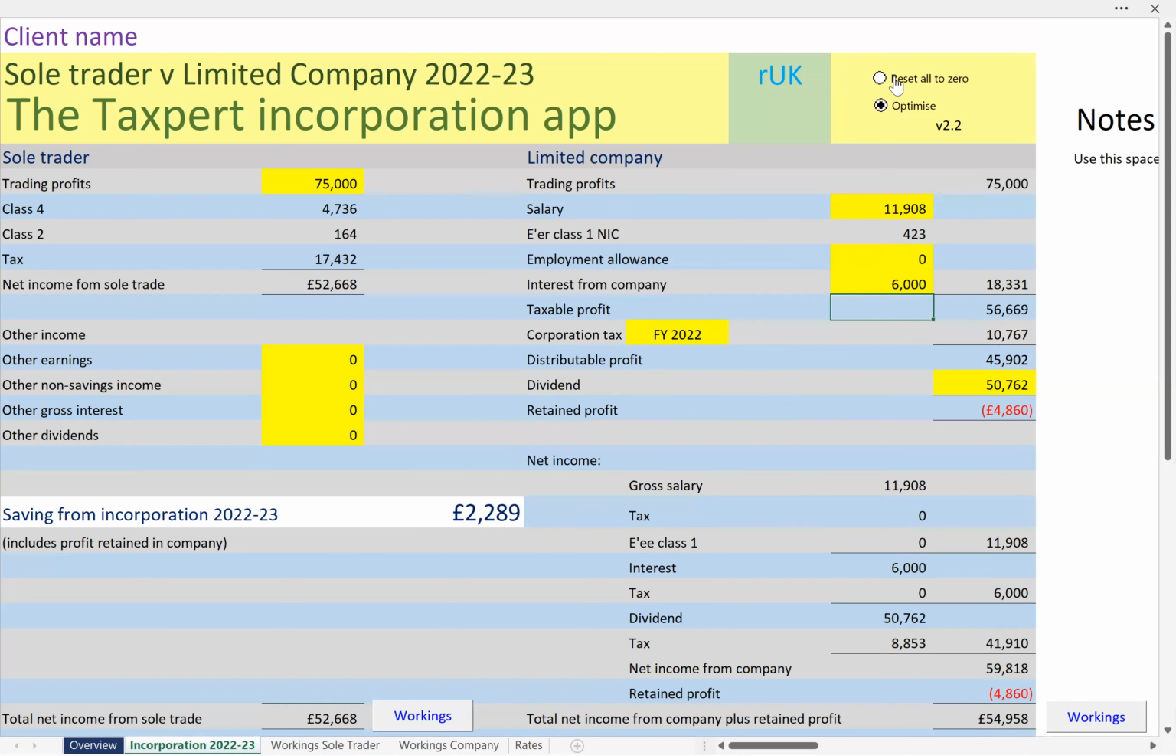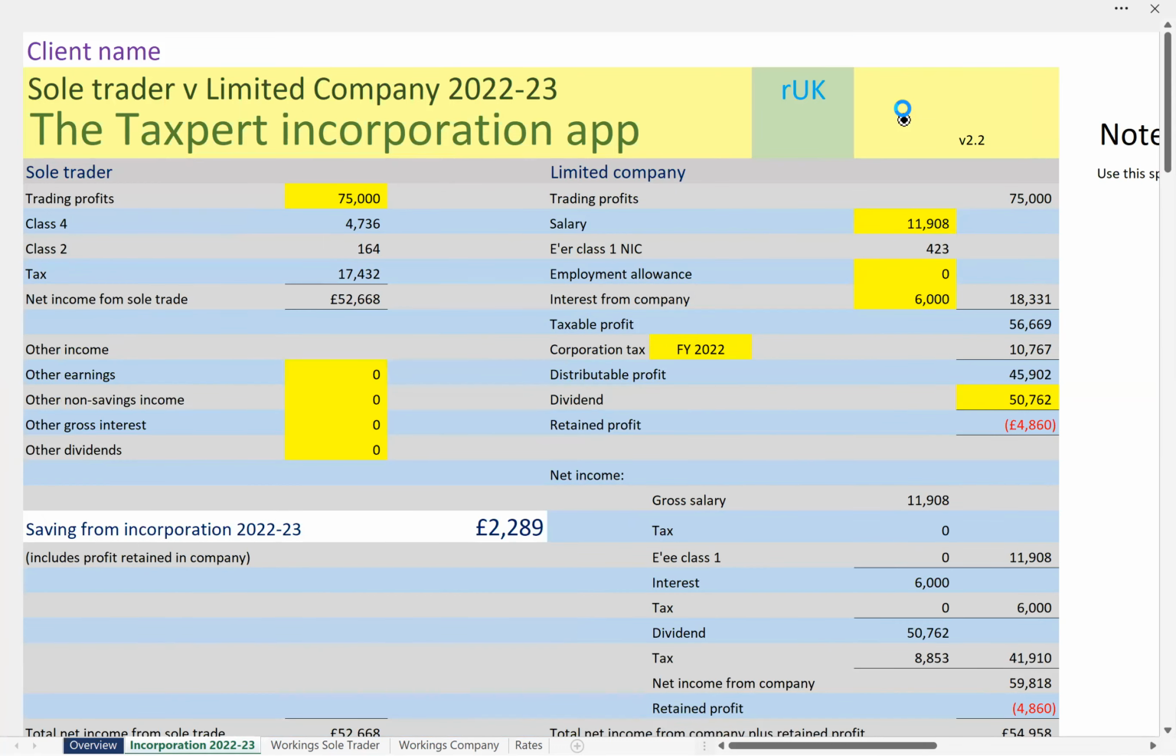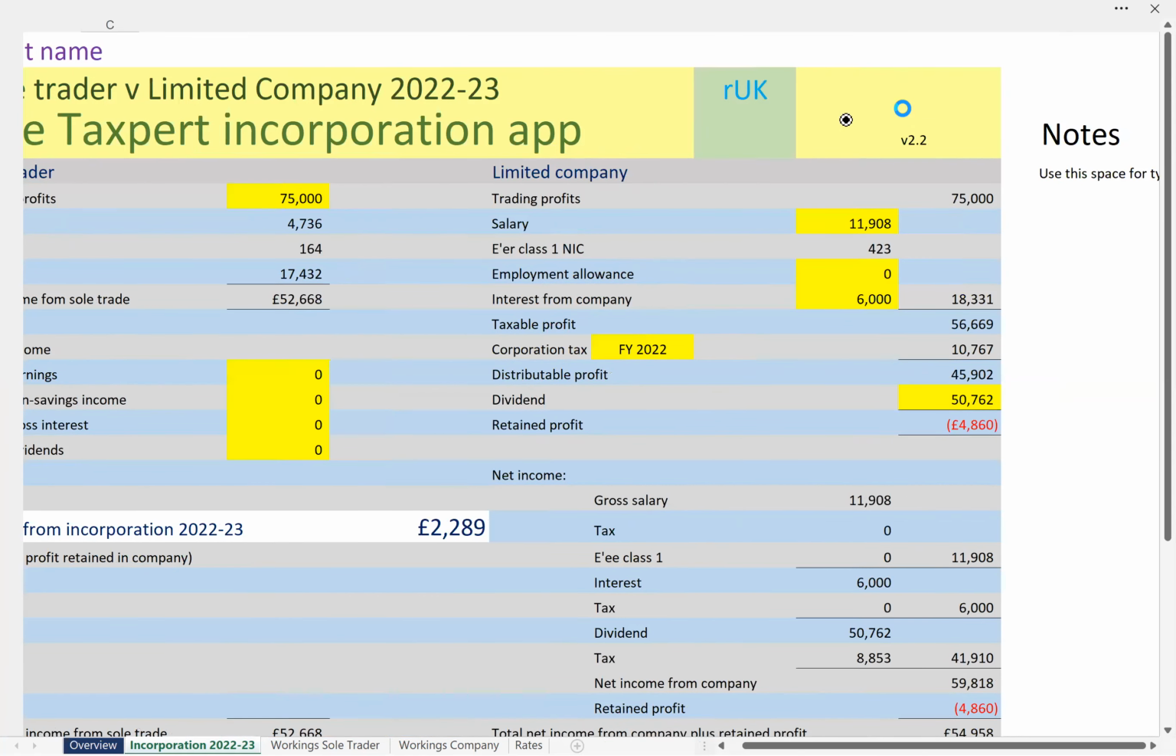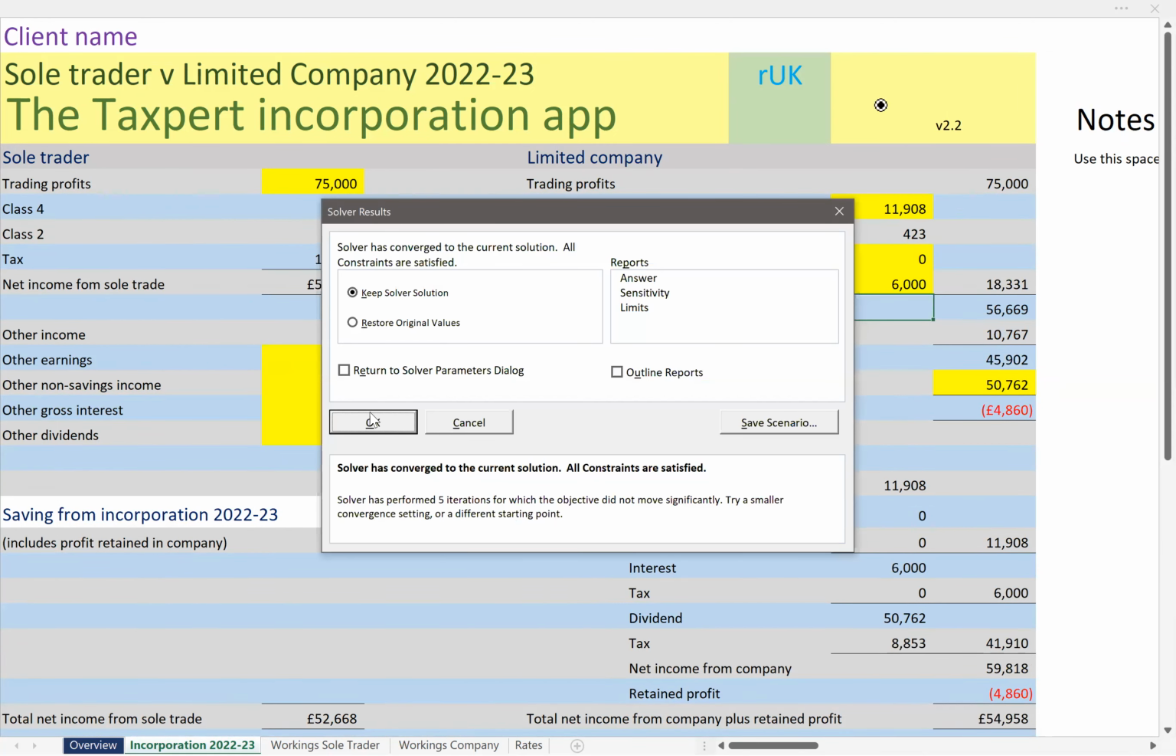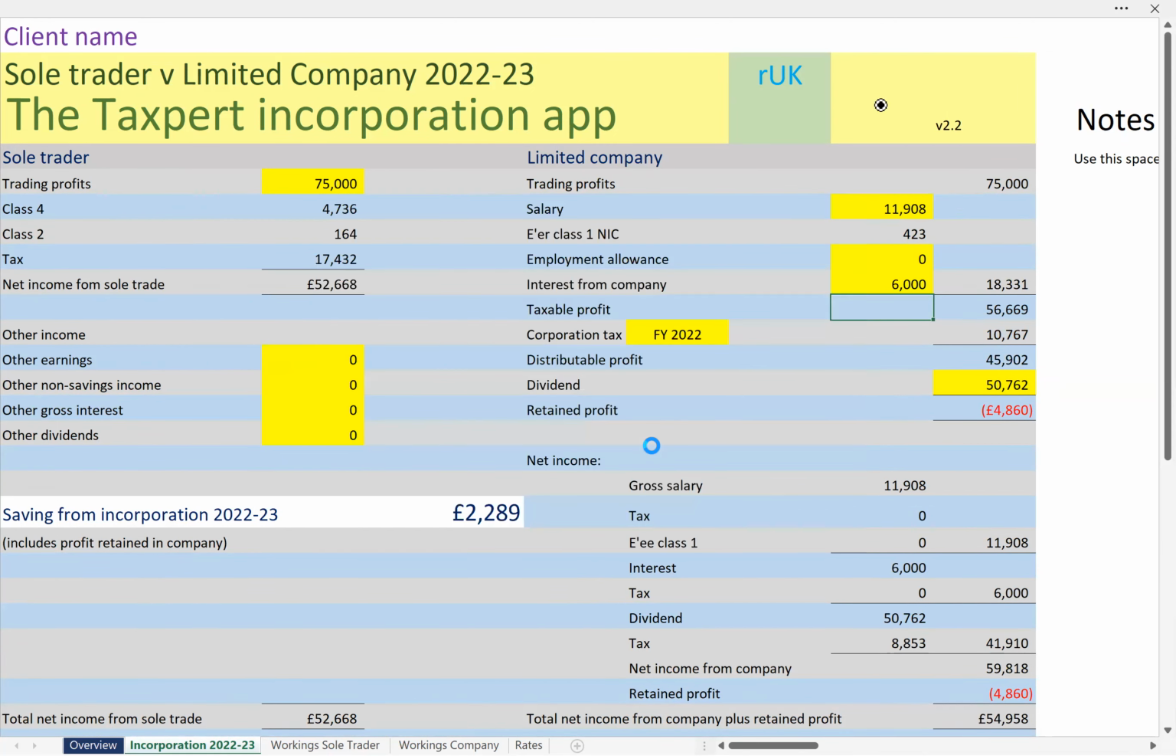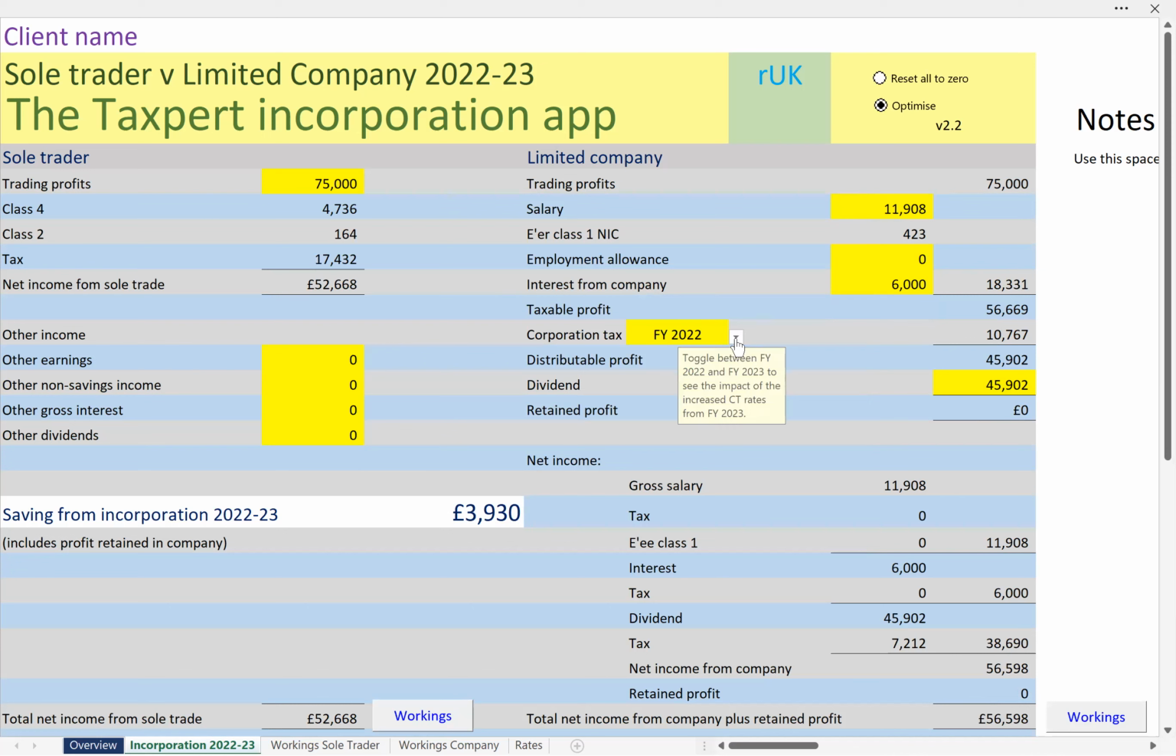And here I think it could make, I'm going to re-optimize to make sure that all the dividends come out. Maybe that's what I didn't do first time around. But if you re-optimize that, then instead of 2,289, we're going to be better off by 3,930. So that is quite a significant benefit if you factor in that interest. And again, if I toggle to FY23, you'll be saving nearly 4,000 this year, a bit less, but not far off 3,500 the following year on the different corporation tax rates.